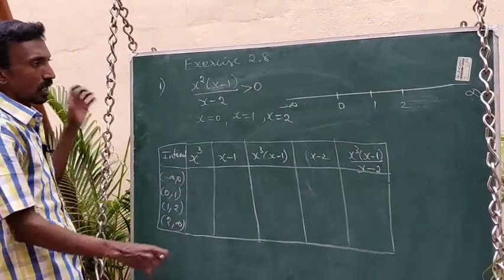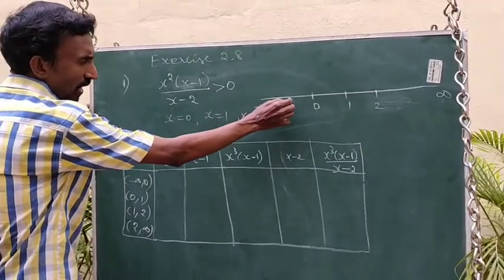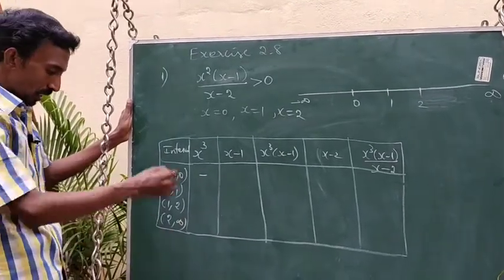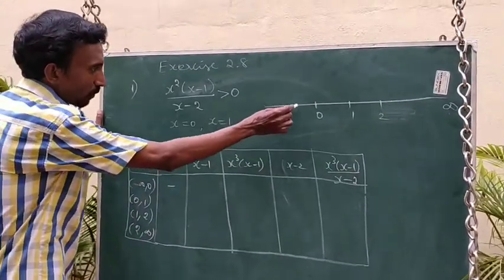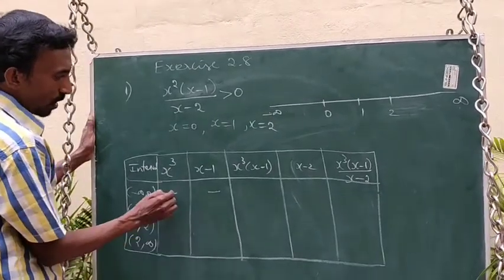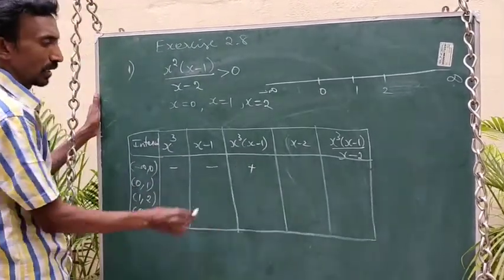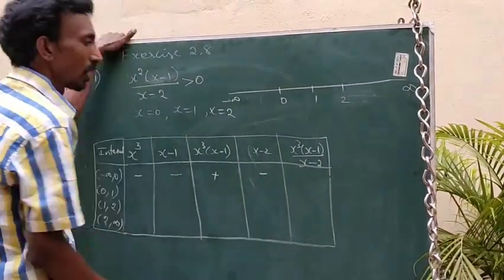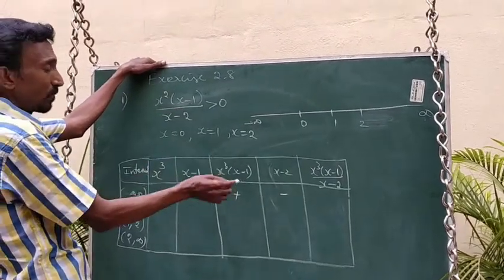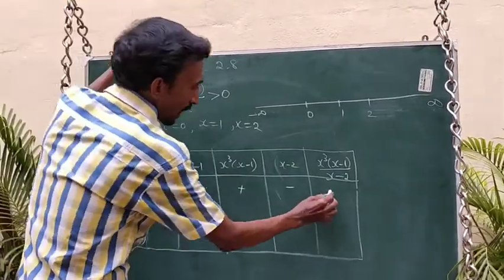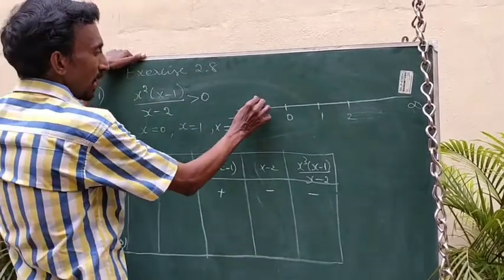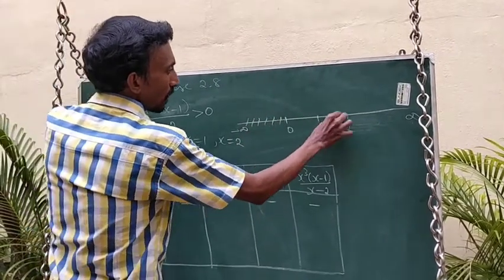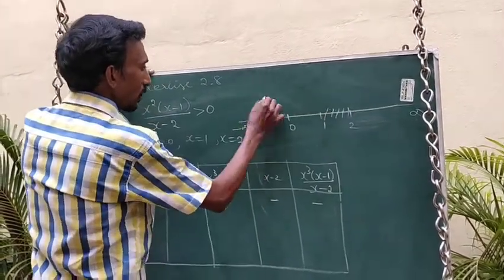It is 4 intervals. If we put any value from the first interval, for example x equal to minus 1, x square is positive and x minus 1 is negative, so the product of the two, the numerator p of x, is negative. And for x minus 2 at x equal to minus 1, it is negative. So what about the sign of the rational expression? Negative by negative, positive. So the sign of the first interval is decided.